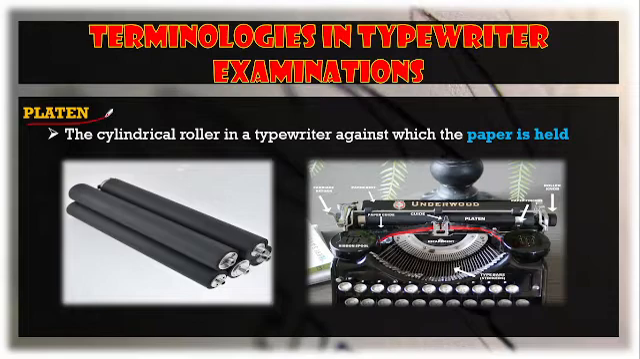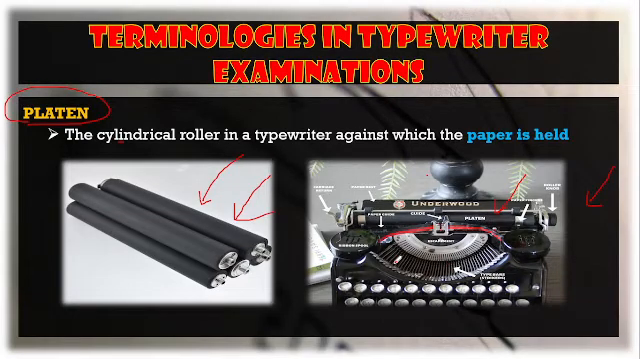And we have here the Platen. Platen is actually a cylindrical part of a typewriter. It is a cylindrical roller in a typewriter against which the paper is held, or kumbaga the holder of the paper, wherein you are going to have the contact printing. So as you can see, this is the Platen of the typewriter, and as to its location, you can see it in here. So that is the one that holds the paper as well.